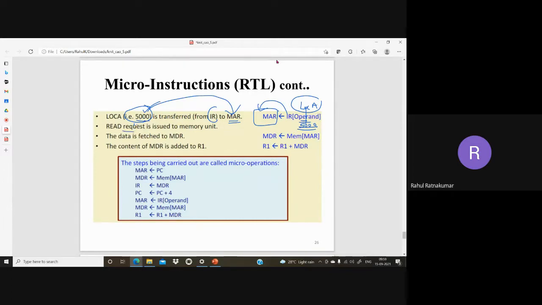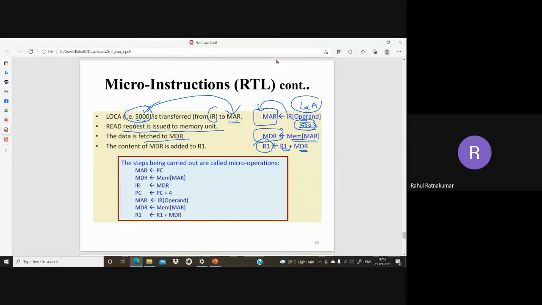Now a read request is issued to the memory unit by the control unit, and data is fetched to the MDR. The memory location in MAR, that is 5000, goes to MDR. Now MDR has the second number which has to be added. Now we can do R1 assigned as R1 plus MDR. The result is stored in R1.